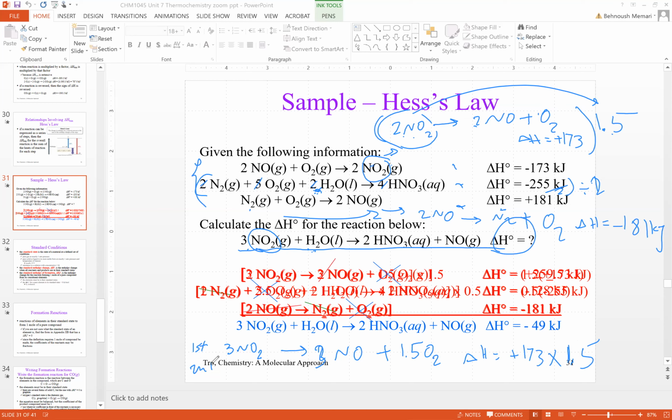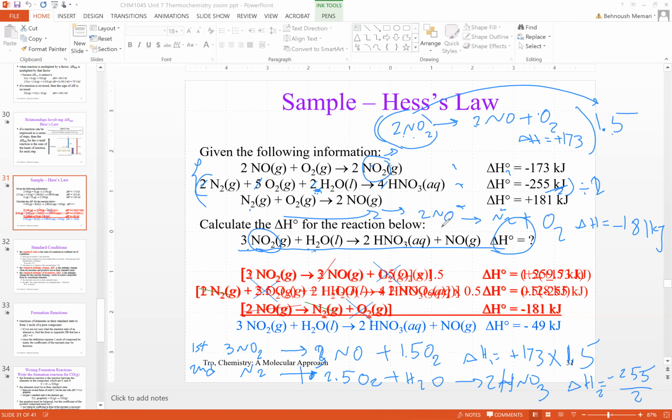So the second reaction now is going to change to N2 plus 2.5 O2, dividing by 2, plus H2O yields 2HNO3, and then the delta H2 is going to be 255 divided by 2. What happens to reaction 3?